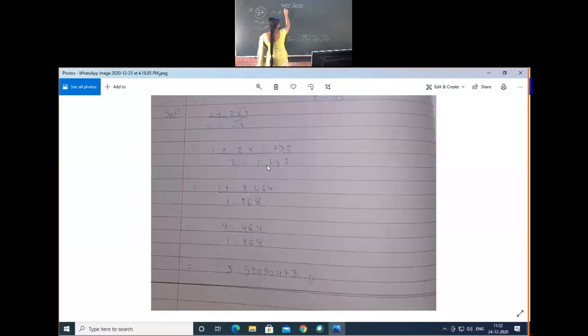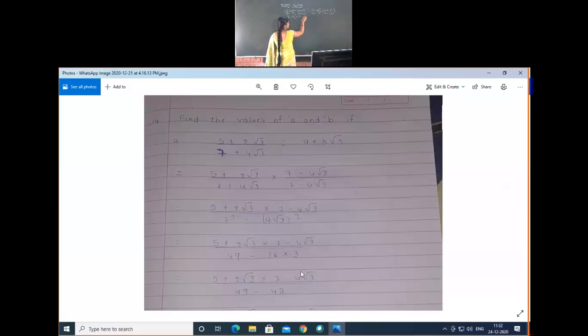3 plus root 2 into 2 minus root 3, then 3 minus root 2 into 2 plus root 3. Very nice question. Just observe the question here. Friends, 3 plus root 2, 3 minus root 2, then 2 minus root 3, 2 plus root 3. Can we arrange it one side?